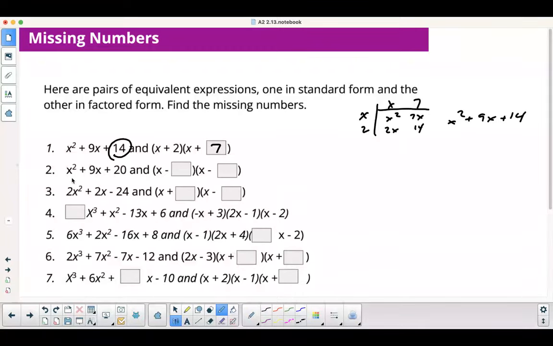So the next one here, x squared plus 9x plus 20. So if I put a minus 4 and a minus 5, when I multiply these, I get the positive 20. But then when I add them up, I get negative 9x. So actually, that's not going to work because check this out, if I put x and negative 4, x and negative 5, I get x squared minus 5x minus 4x positive 20. That gives me a negative 9x.